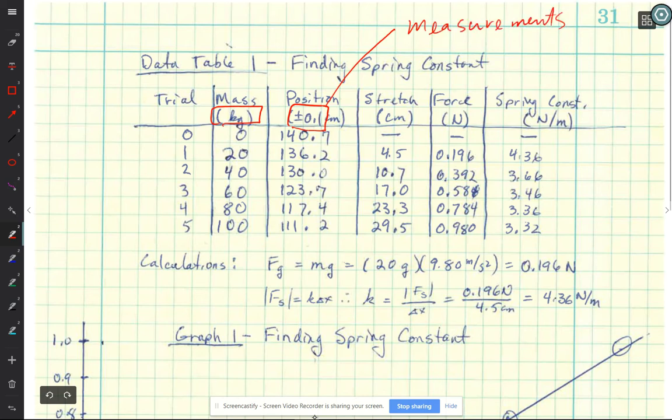You need to have an uncertainty to tell the person who's looking at the data how much significance that data has. Now, there's something else important there. If I have plus or minus 0.1 centimeters, all of my numbers had better have the same decimal place as that shows. Right? You notice the trial 2, 130.0.